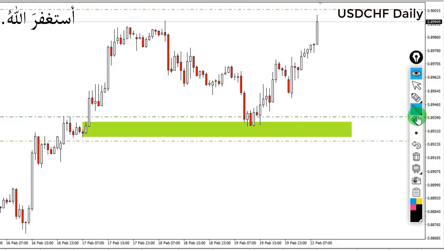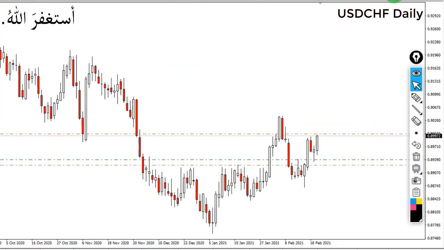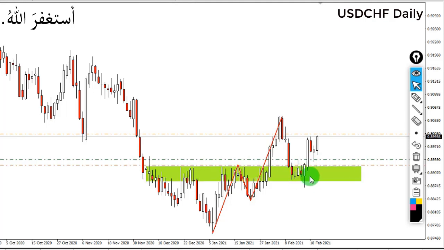So let's draw the complete structure to make it easy for you. If I go back to the daily time frame, we have a new higher high. I was waiting at this level. I also took a trade from this level and gained some pips, but that is my second trade in this bullish trend. So I will keep buying this market whenever I get opportunities.